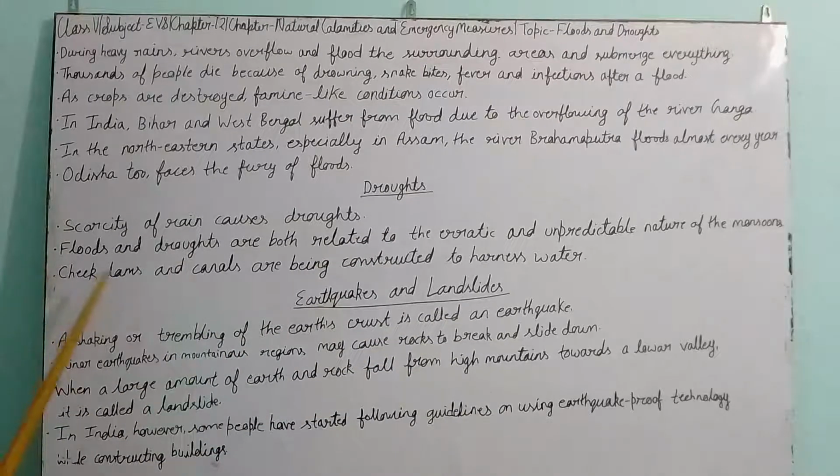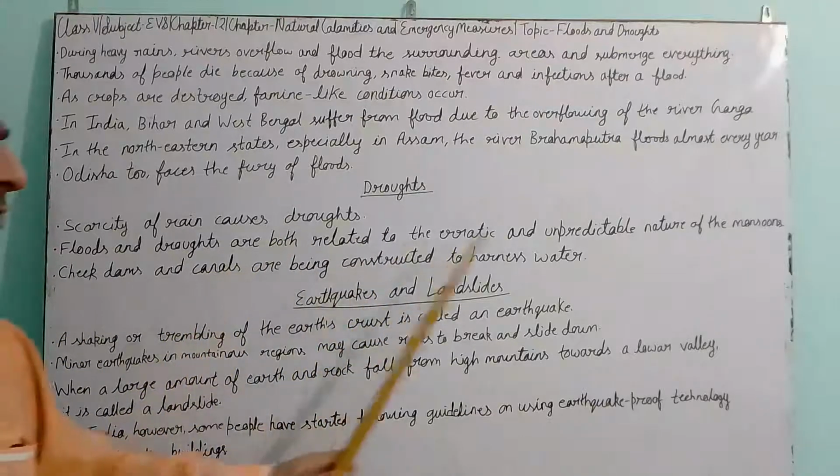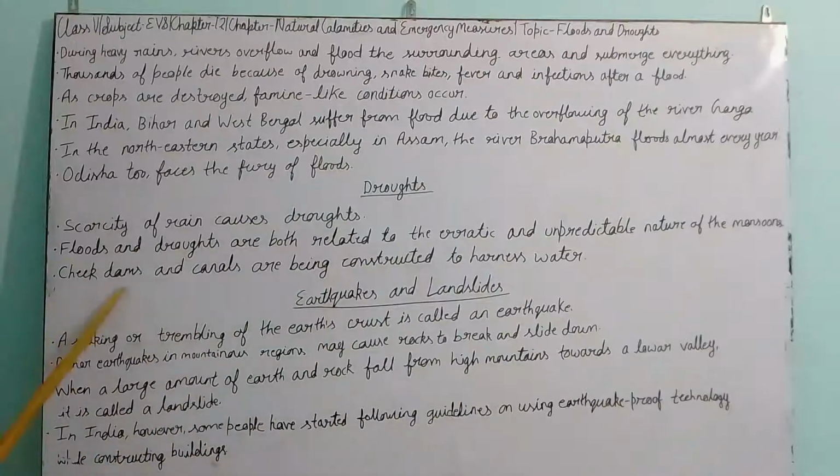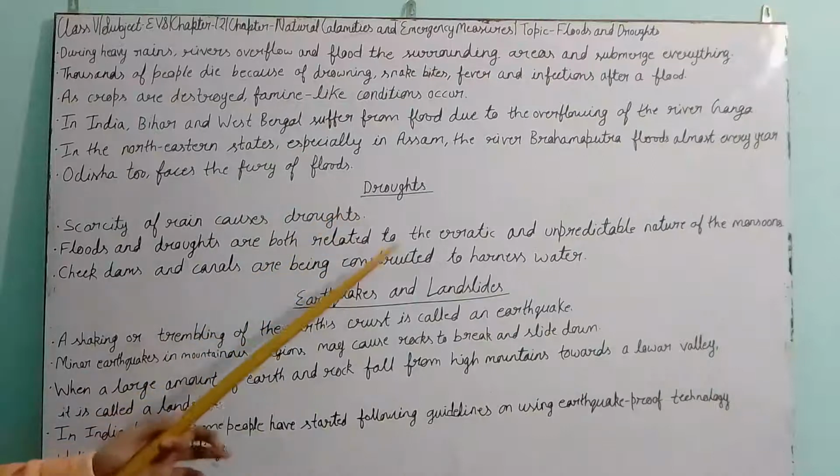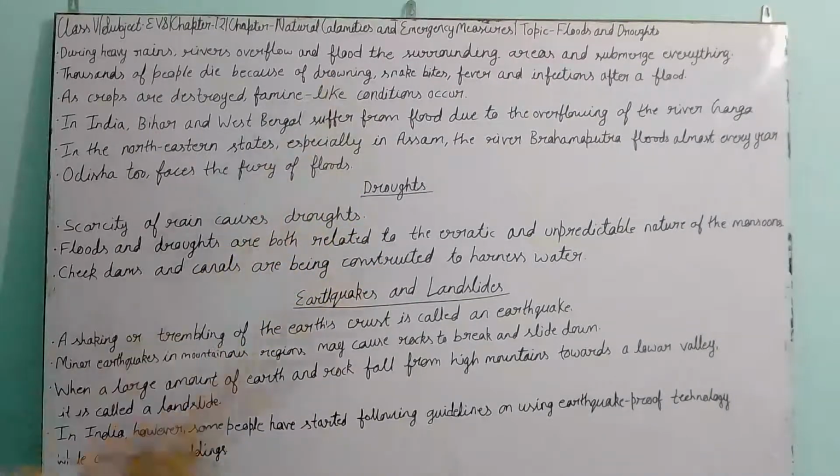So check dams and canals are being constructed to harness water. They are making canals, or they are trying to make improvements in the dams this way. In this way, they can reduce the loss during the droughts or the floods. When these two conditions come, they try to get less loss with the help of these arrangements.